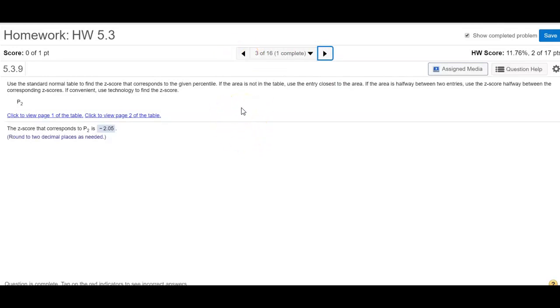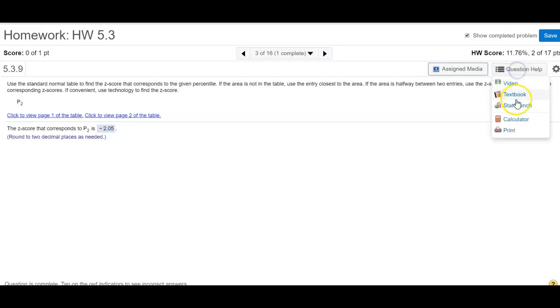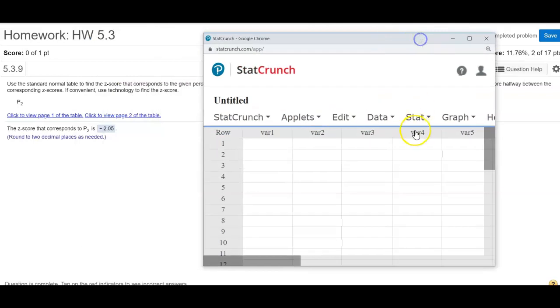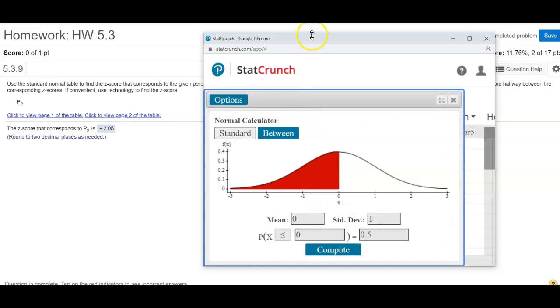Okay, problem number 3. Use the standard normal table to find the z-score. Again, we are still finding z-scores that correspond to the given percentile. Please keep in mind if they don't tell you if it is area to the left or area to the right, you automatically default it to the left. So let me go ahead and see if I have my StatCrunch. No, I don't. So I'm going to go to question help, StatCrunch, Stats, Calculators, and Normal, right?